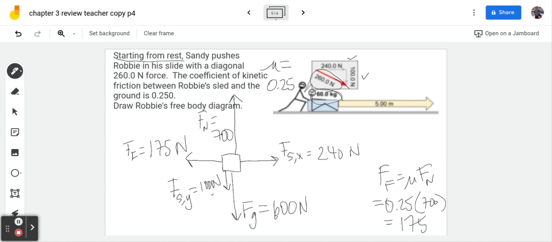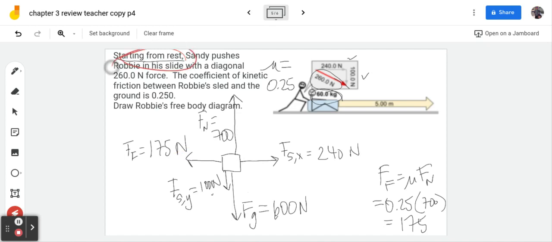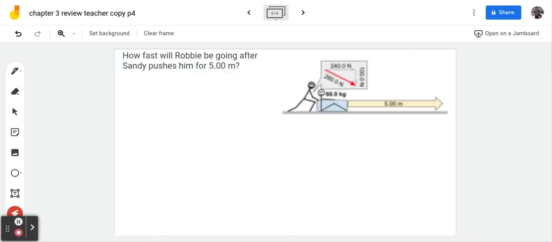Okay, if we take a look at this, we can tell, and of course this makes sense, that Sandy is putting more horizontal force into Robbie's sled than friction is, right? So that makes sense. That means that the 240, which is greater than 175, means that Robbie and his sled are speeding up, which makes a lot of sense because they're starting from rest. So it would be weird if they didn't speed up. So let's go to the next slide.